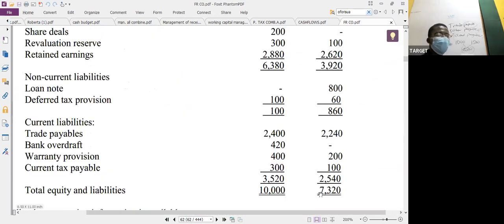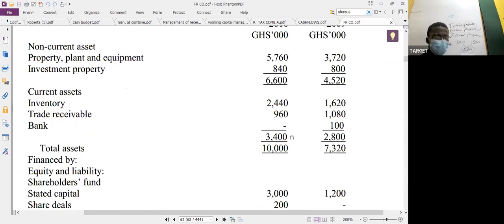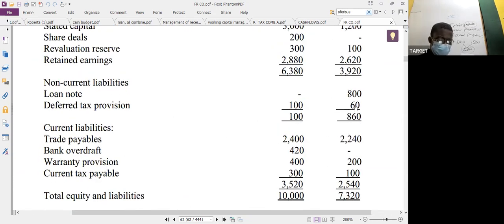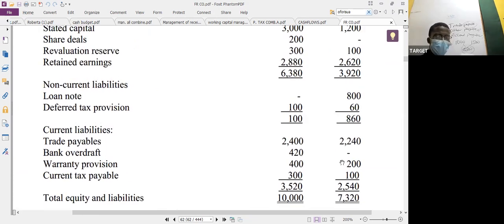For 2 years. No, year by year. We are doing the opening balance. Where's the opening balance? It's 2009. In the opening balance, there's one called deferred tax, which is 60, and there's one called current tax, which is 100. So add these two together.